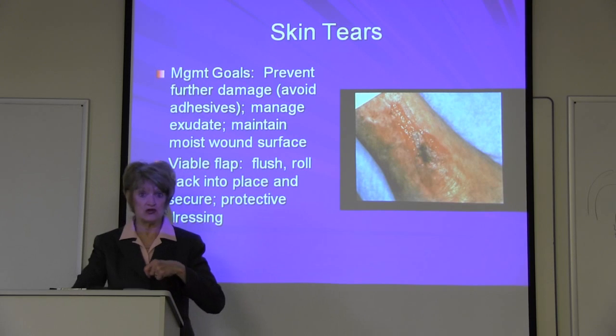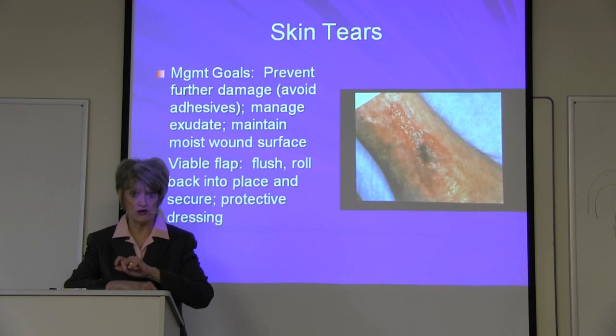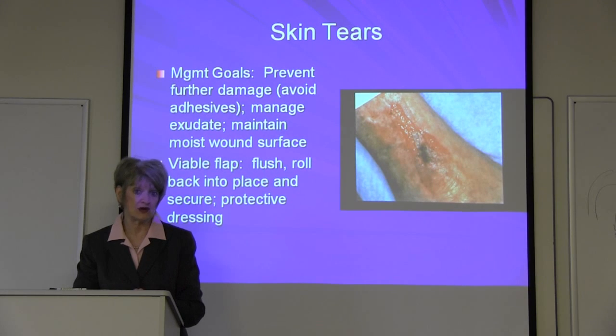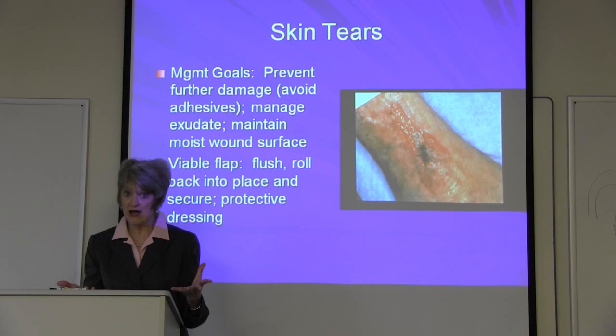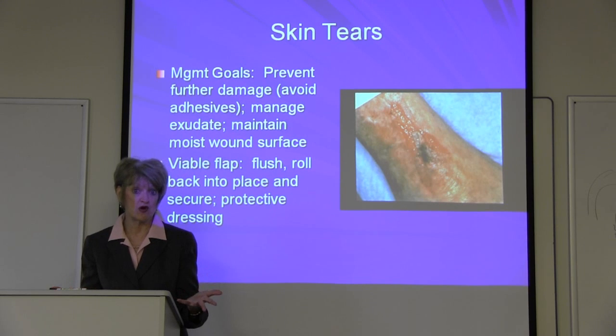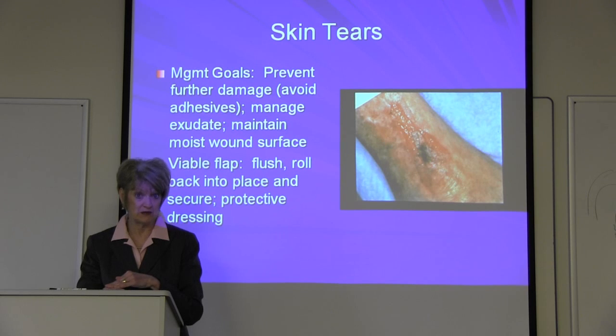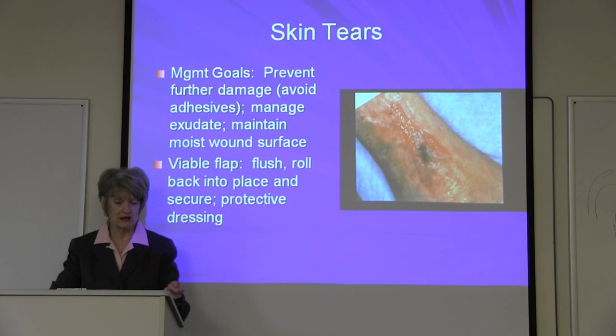What you're going to do is flush the wound, roll that flap back into place, secure the flap with Steri-Strips, and then add your dressing. So if you have a viable flap, use your flap as part of your dressing. The skin won't stick back down, it's not like a skin graft, but it's the best dressing you can find because it's the skin. So viable flap, roll it back into place, secure it, dress on top.